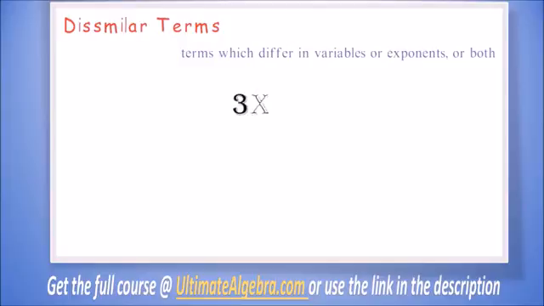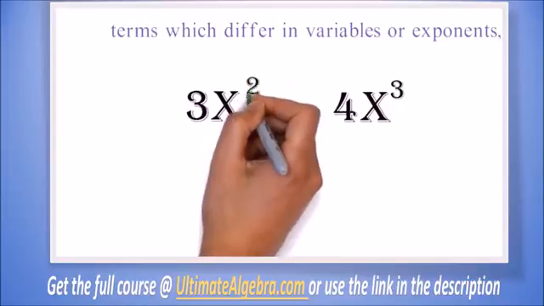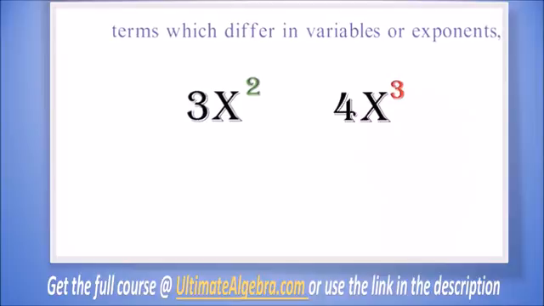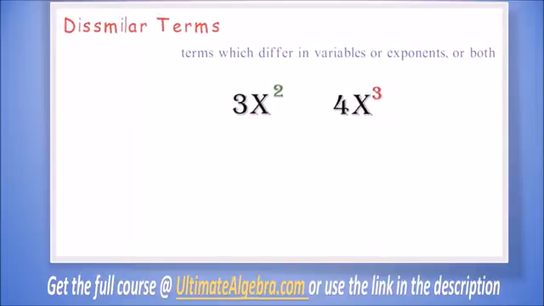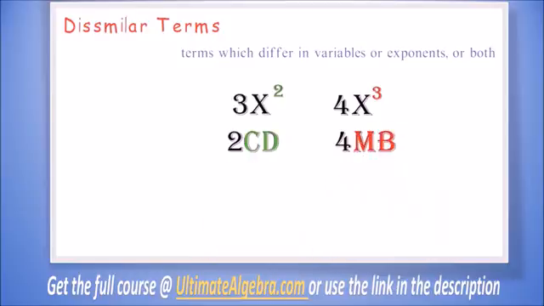Example: we have 3x squared and 4x cubed. Here, both have the same variable x, but different exponents. One is squared and the other is cubed. Though they have the same variable, because they have different exponents, we say they are dissimilar terms. Another example: 2cd and 4mb. Notice they have different letters. One is cd and the other mb, so they are dissimilar terms.